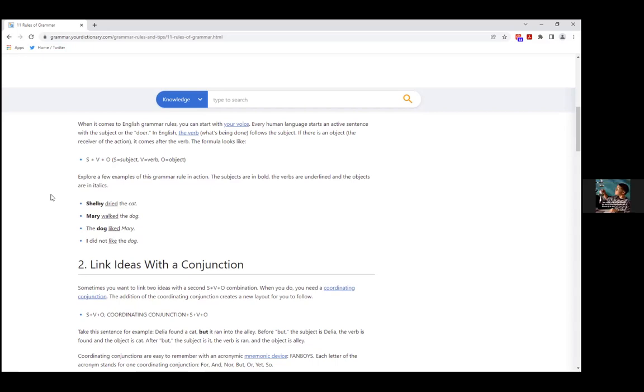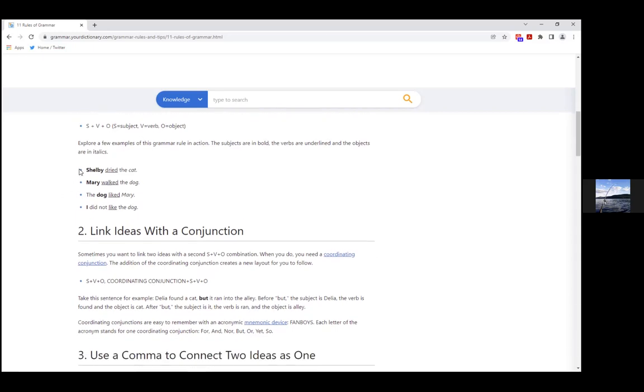Yep. Okay, so stringing it together and having those sentence structures in this flowing pattern is pretty critical for clear communication. Would you like to try the first sentence? Yes, sure. I'm really bad at pronunciation. I just want to make the pre-announcement. So I'll give it my best shot. It's not a problem. Just try your best and I'm going to provide feedback. Yeah, sure. Shelby dried the cat.